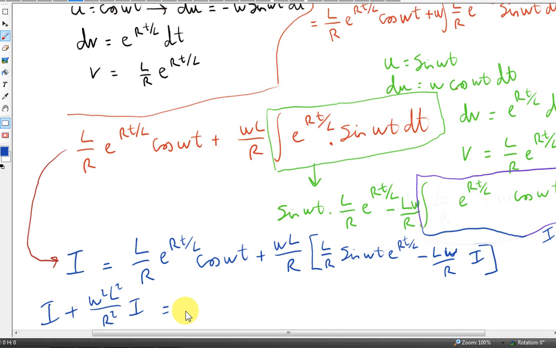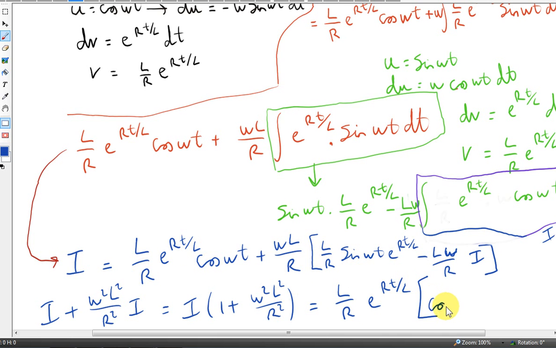So we can factorize I out of this, and that must give us what's left. What's left is this term here and this term here, but we can take L over R out, and we can also take the exponential term out. Then inside the bracket here we have cos omega t for this term, and for this term here, we've taken out L over R and the exponential term, and we're left with omega L over R times sine omega t.